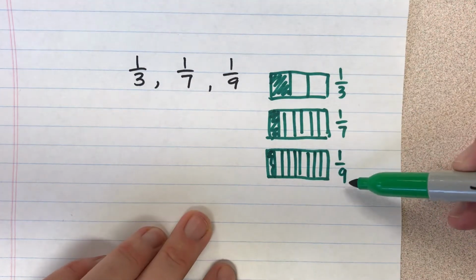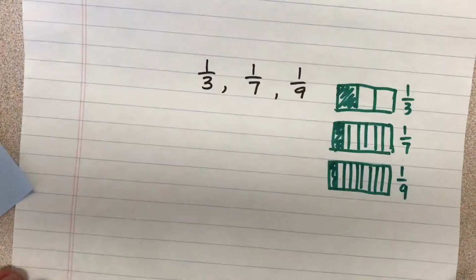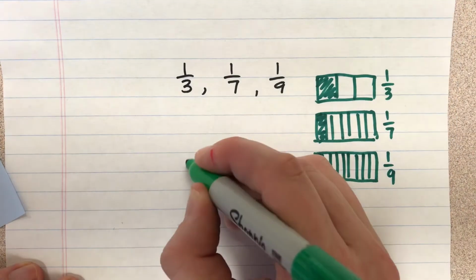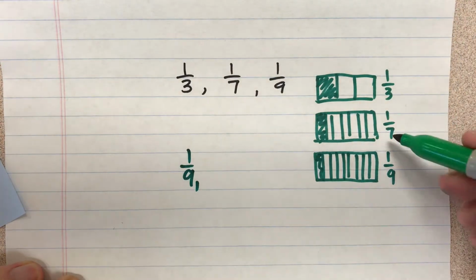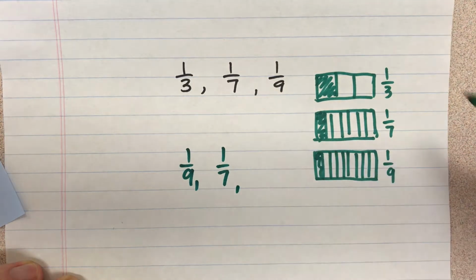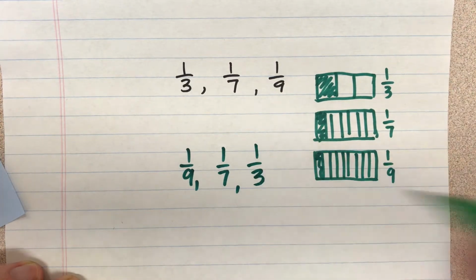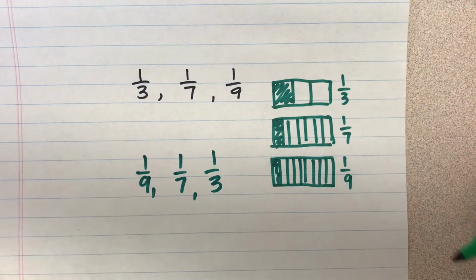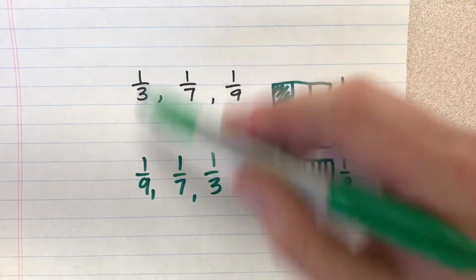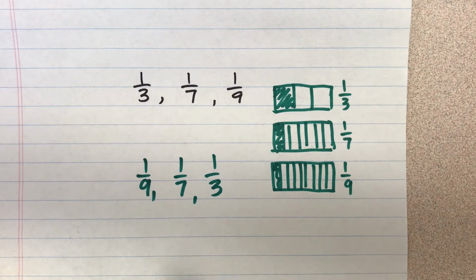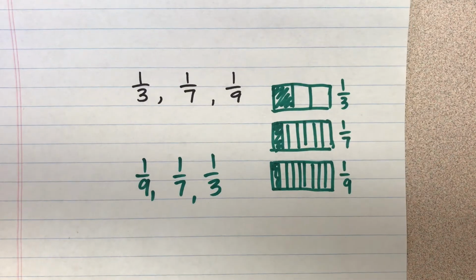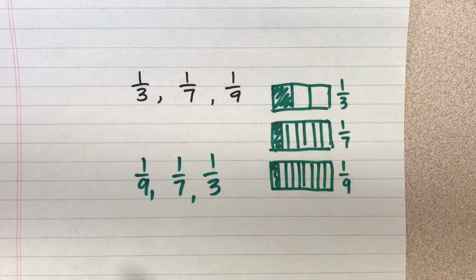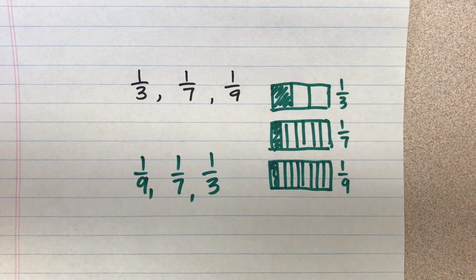So just by looking at this, we can tell what order they go in. 1/9 is going to be the smallest. 1/7 is right in the middle there. And then 1/3 is the largest piece. Okay, so if you have to think of it in terms of food, and that helps you, then go ahead and do that. In fractions like this, you really shouldn't have to find a common denominator. You should be able to look at them and tell which one is the biggest and which one is the smallest.